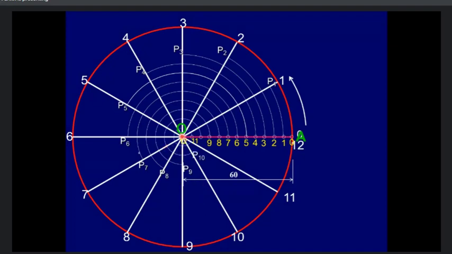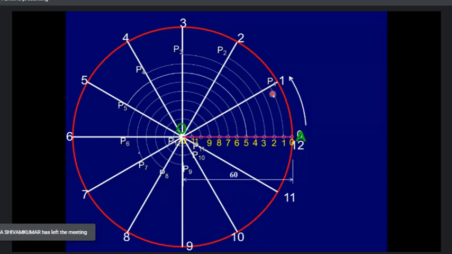Okay. The 12th position will exactly coincide with the pole. So the P12 position is nothing but this O position. However, what will P11 be? From O, take a radius of O11, mark an arc, and you will get here P11. So you can see here, I have written P11.